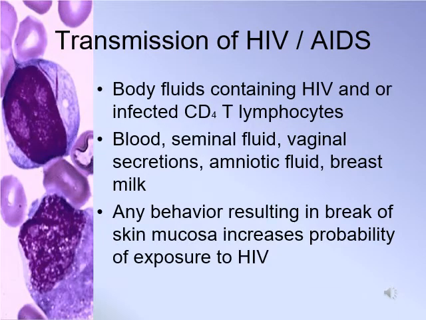Transmission of HIV and AIDS, as we know, is primarily from body fluids containing HIV and/or infected CD4 T lymphocytes. We have the infected T lymphocytes that gain access to the infected person and can then be transferred via blood, seminal fluid, vaginal secretions, amniotic fluid, and breast milk. So any behavior resulting in a break of the skin or mucosa increases the probability of HIV exposure.